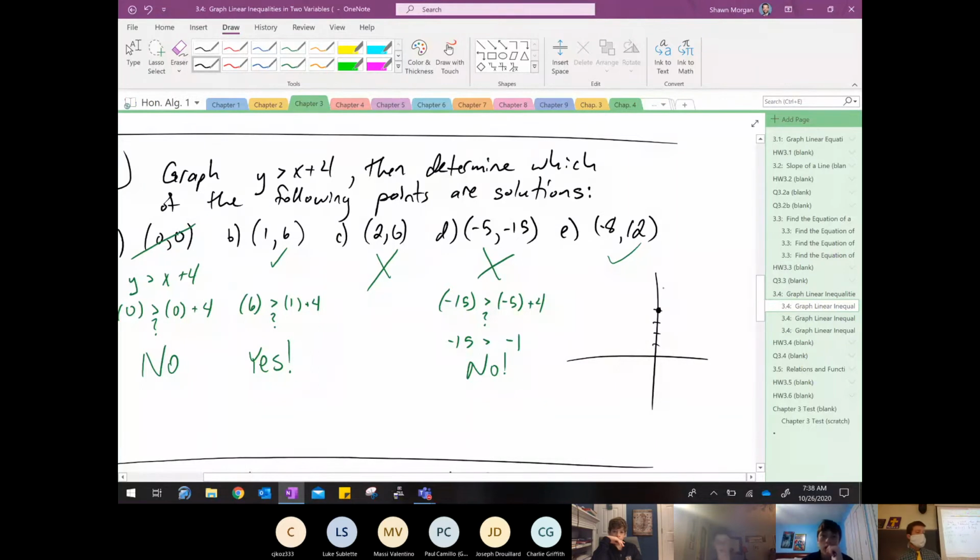Because what form is that inequality in regarding linear forms? What form is that in? Is that standard form? Is that point-slope form? Is that slope-intercept form? Or do we know?